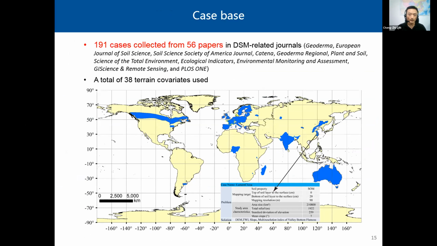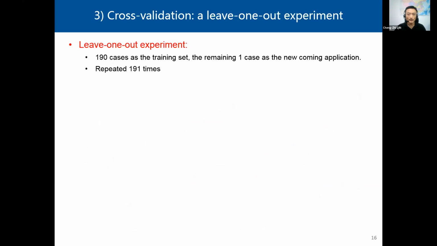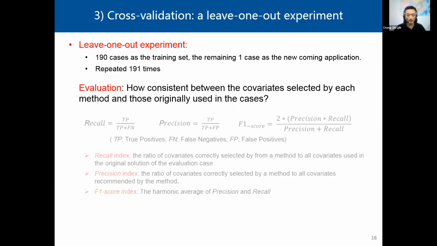So currently we collect 191 cases published in digital soil mapping related journals, and a total of 38 terrain covariates used in this case base. We conduct a leave-one-out experiment for cross-validation.